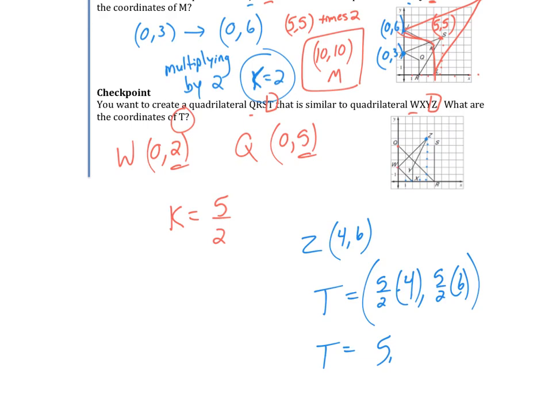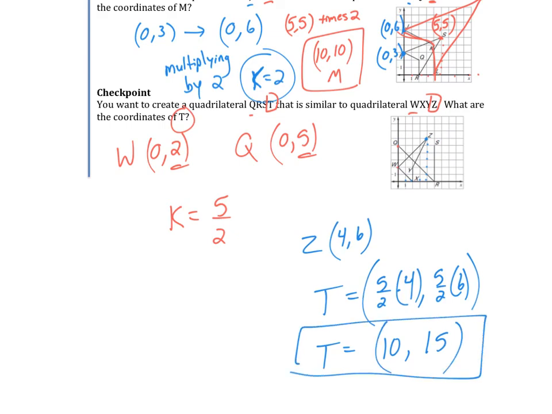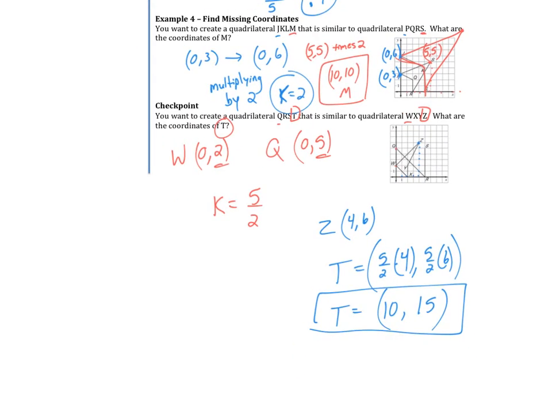Actually, I was wrong. This is not 5. This would be 10. And 5 over 2 times 6 is 15. So the coordinates for T are 10, 15. And again, we found that by getting the scale factor and then multiplying each coordinate by 5 over 2. And that's how we find similar figures by doing transformations. We're doing dilations.